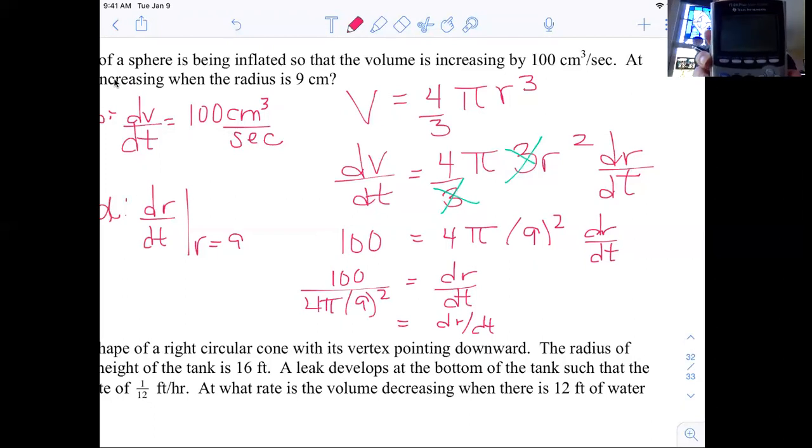The light's not very good. Hit enter. So I have 0.098. And I'm a little out of space, but this is centimeters per second, linear centimeters per second.